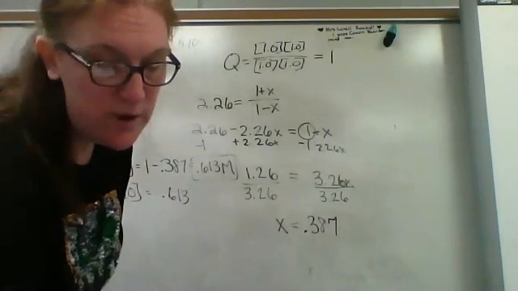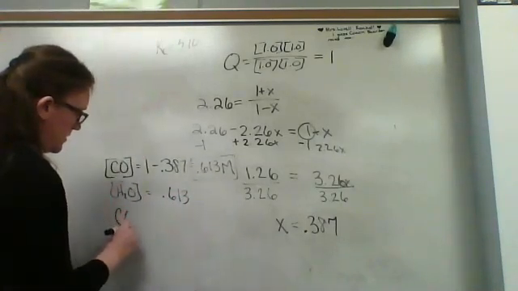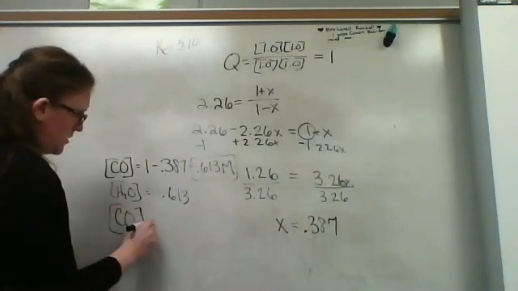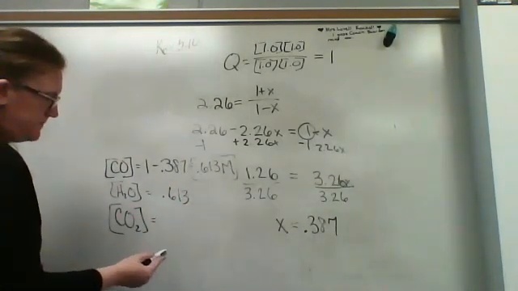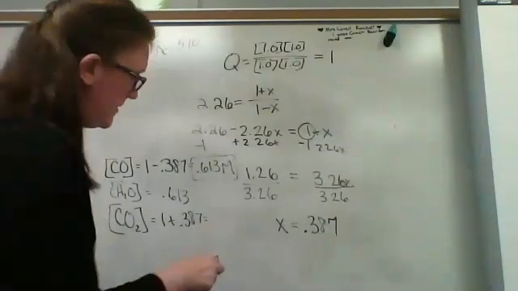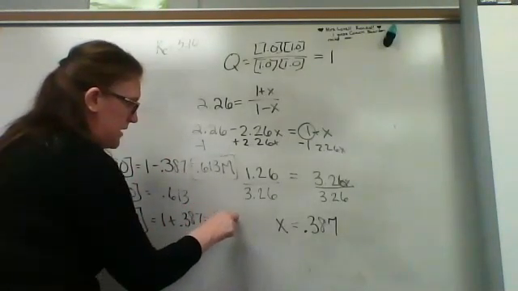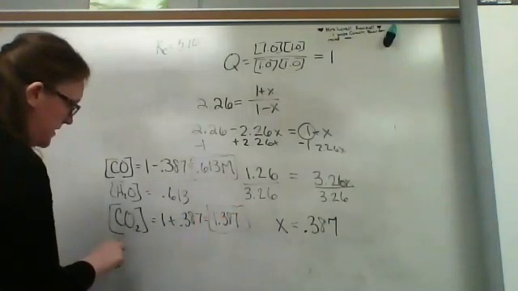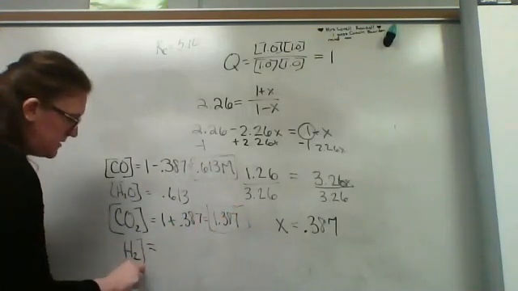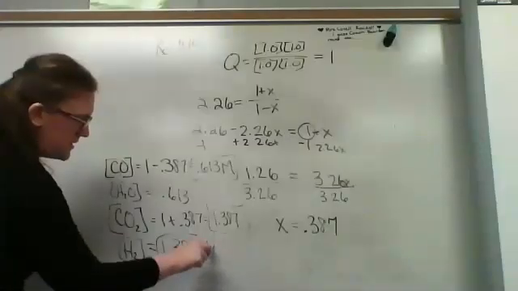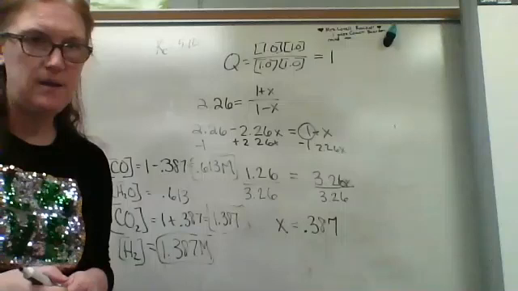How about for CO2 and H2 though? What about for carbon dioxide? It would be 1.387. Yeah, right. Very good. Because you're adding the X, right? So 1.387 for that one. And then same thing for your hydrogen gas. 1.387 is your concentration on that one. Okay.